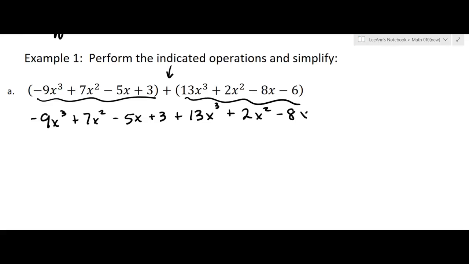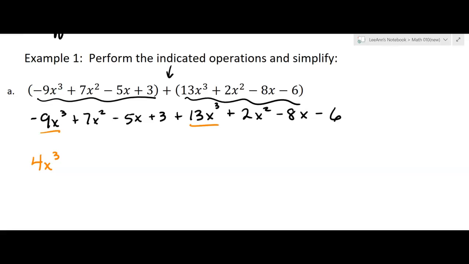And I don't care which way you do it. I'm just writing them out. There's a bunch of them. And then I'm going to look for the ones that are like terms. So I get to combine anybody that's an x cubed. I get to combine those together. So a negative 9x cubed and a 13x cubed, that would be what? 4x cubed.